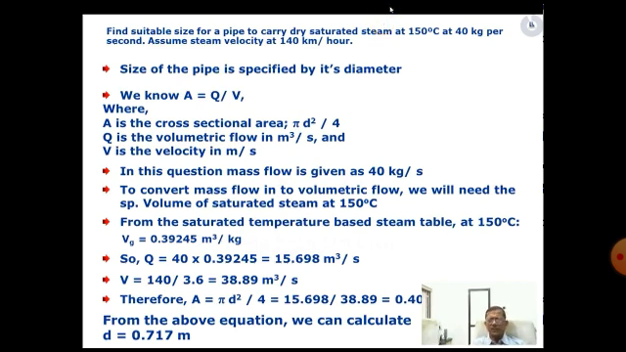But suppose they ask you in terms of inch diameter. Then remember, 0.7 meter is 28 inches, and 0.717 meter is more than that. If you select 29 inches, that will be very impractical, because you do not get a 29 inch diameter pipe in the field. So you have to select the next higher size, that will be 30 inch diameter.